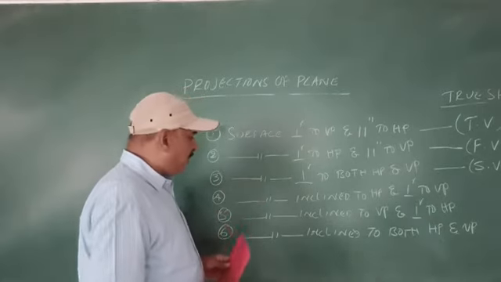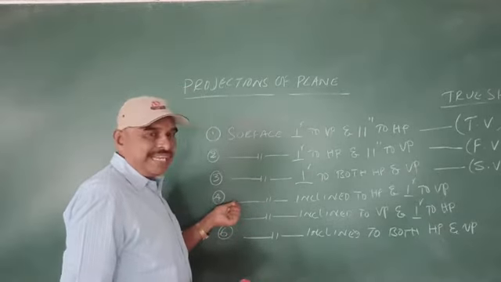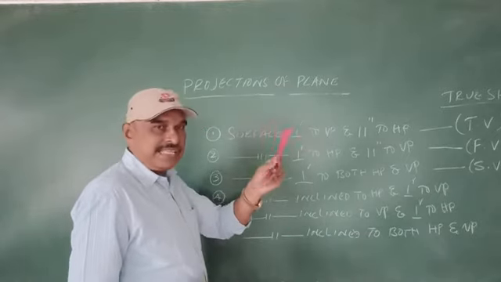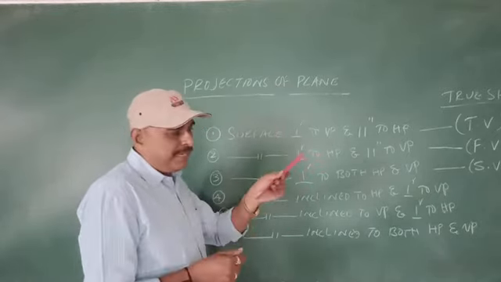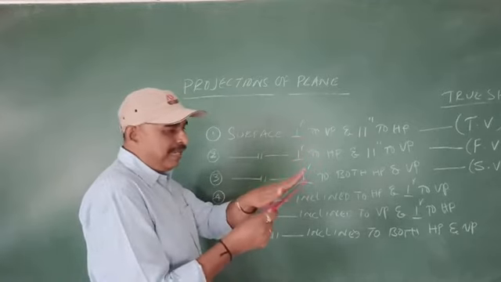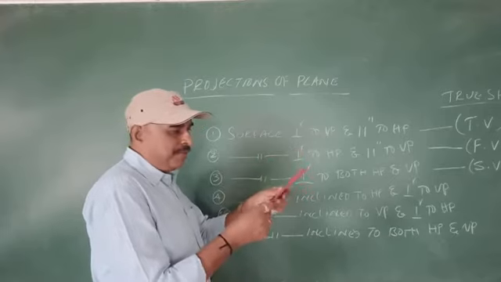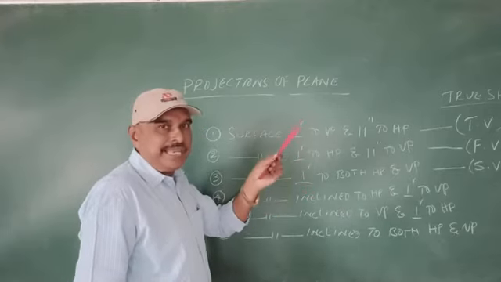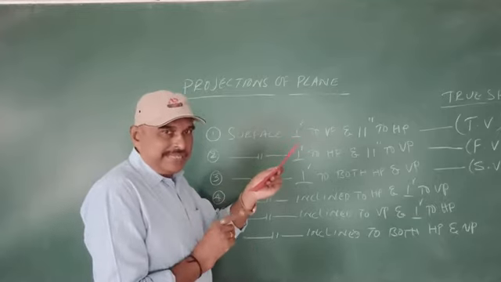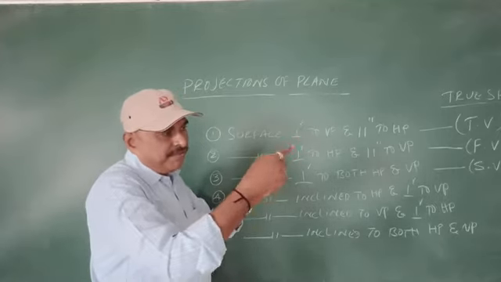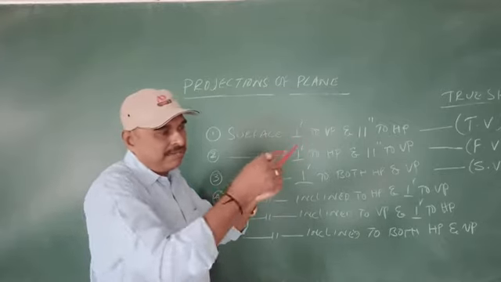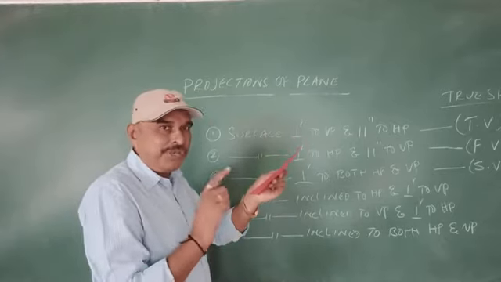Right. Now, coming to another position, that is the surface inclined to HP and at the same time perpendicular to VP. Inclined to HP, perpendicular to VP. This is the position. Now in this position, if you observe from the front, you will get the inclination of the surface. At what angle it is inclined to the HP, you can see.